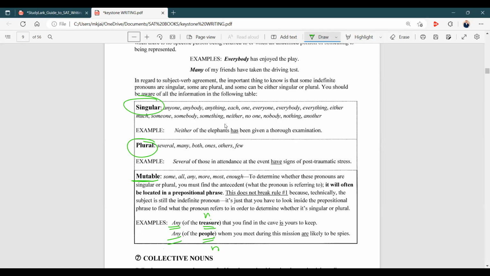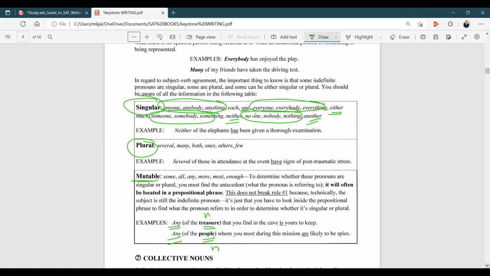Just imagine a table in your mind. That's one group, that's another one, that's a third one, and that is the fourth one. Any, every, some, no, together with one, body, thing. Either, neither, another. Try to help your mind remember things. Each, much. One is clear, it's singular. All these are singular. What about plural ones? Several, many, both, ones, others, few.